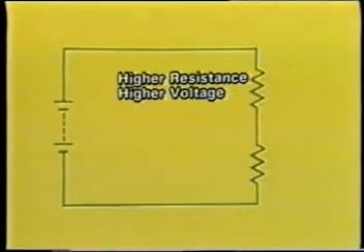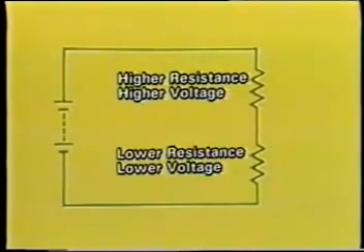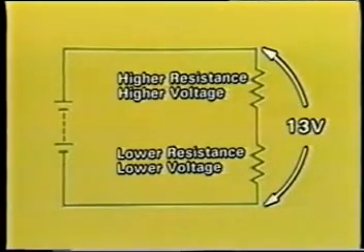When resistors are connected in series like this, the lamp having a higher resistance indicates a higher voltage. And the lamp having a lower resistance indicates a lower voltage. The sum of the two voltages is equal to the battery voltage.